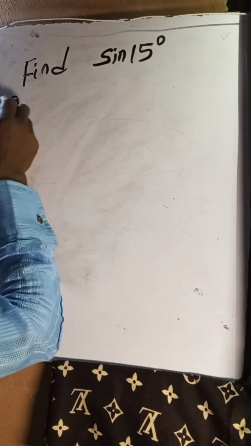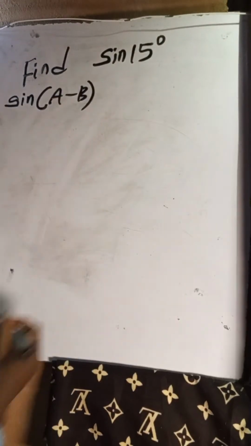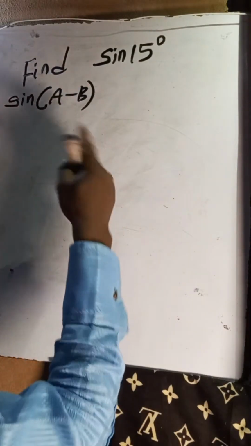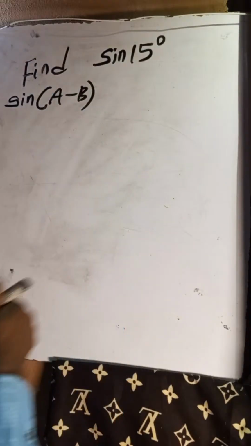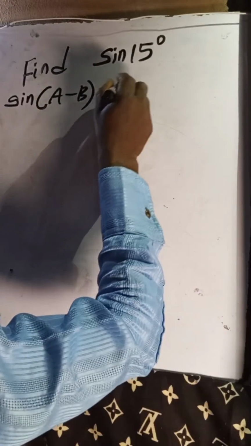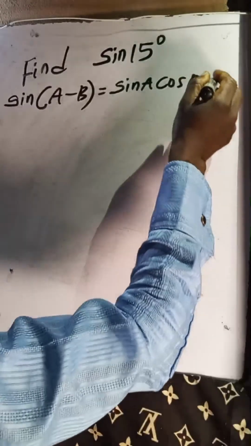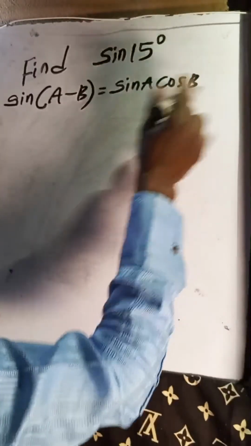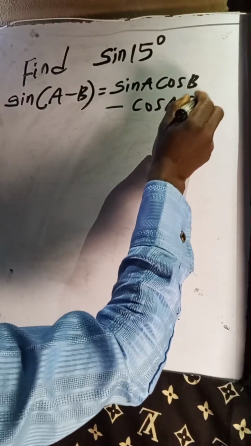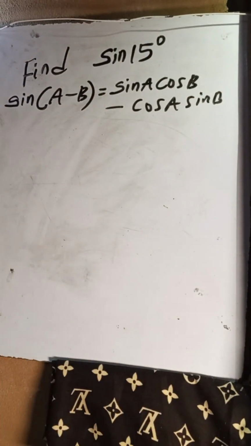We know that sine A minus B is equal to sine A cos B minus cos A sine B. That is what we have here. So we have sine A cos B, minus cos A sine B. Look at it here. This is what it is.